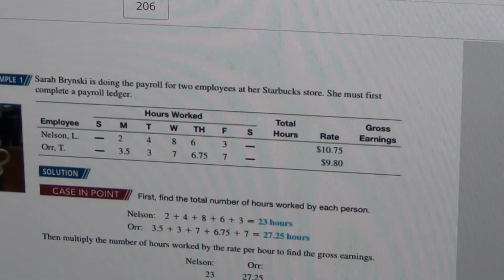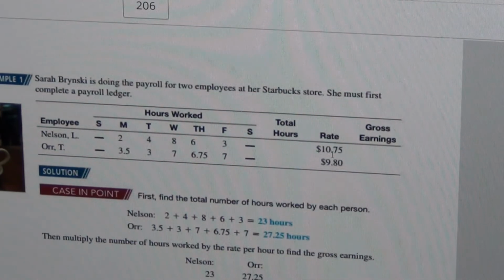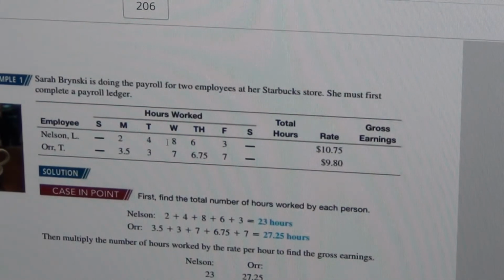This timesheet is the information that's provided for you. You're going to have to compute the total hours, and the rate of pay is provided as well. We have the rate, and we're going to take the total hours and multiply it by the 10.75. We take 2, 4, 8, 6, 3 and add those across the board. That turns out to be 23 hours. Then for 3.5, 3, 7, 6.75, and 7, we add those across the board and come up with 27.25 hours.